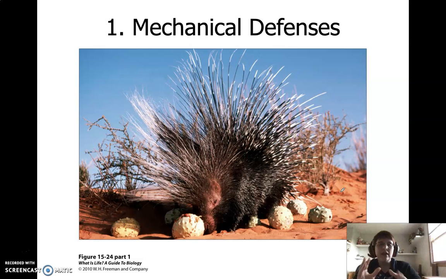And so mechanical defenses are any sort of structure that helps you defend yourself against attack. So other things that could do this, things like horns, claws, things like that, are also going to be in these mechanical defense sorts of situations.